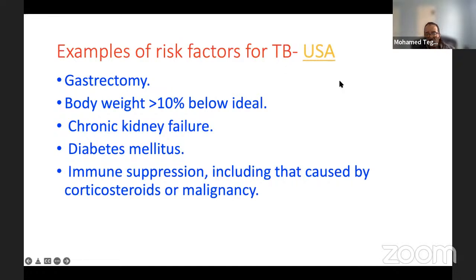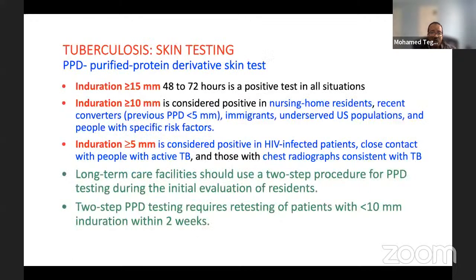Risk factors in the United States or developed countries: gastrectomy, and body weight more than 10% below ideal, and this by itself is very common, as we can all understand, in the geriatric population, with the possibility of malnutrition or undernutrition. Chronic kidney failure is also very common in the geriatric population, and definitely makes the group more susceptible to secondary TB or reactivation. Diabetes by itself, and immunosuppression, including that caused by corticosteroids or medically induced immunosuppression due to the treatment of, for example, multiple sclerosis or rheumatoid arthritis. The use of corticosteroids is very common among this population as well.